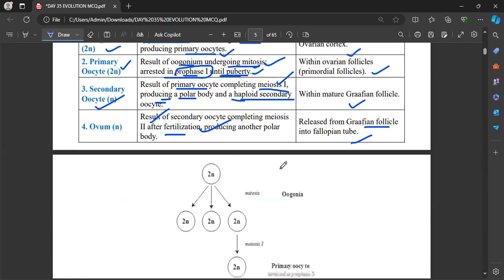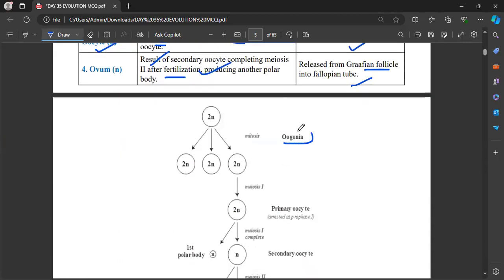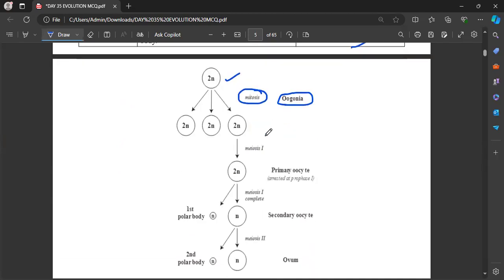Now, we have oogonia, that is stem cells, which are diploid in nature, undergoing the process of mitosis. It is going to give rise to further cells as it undergoes division.